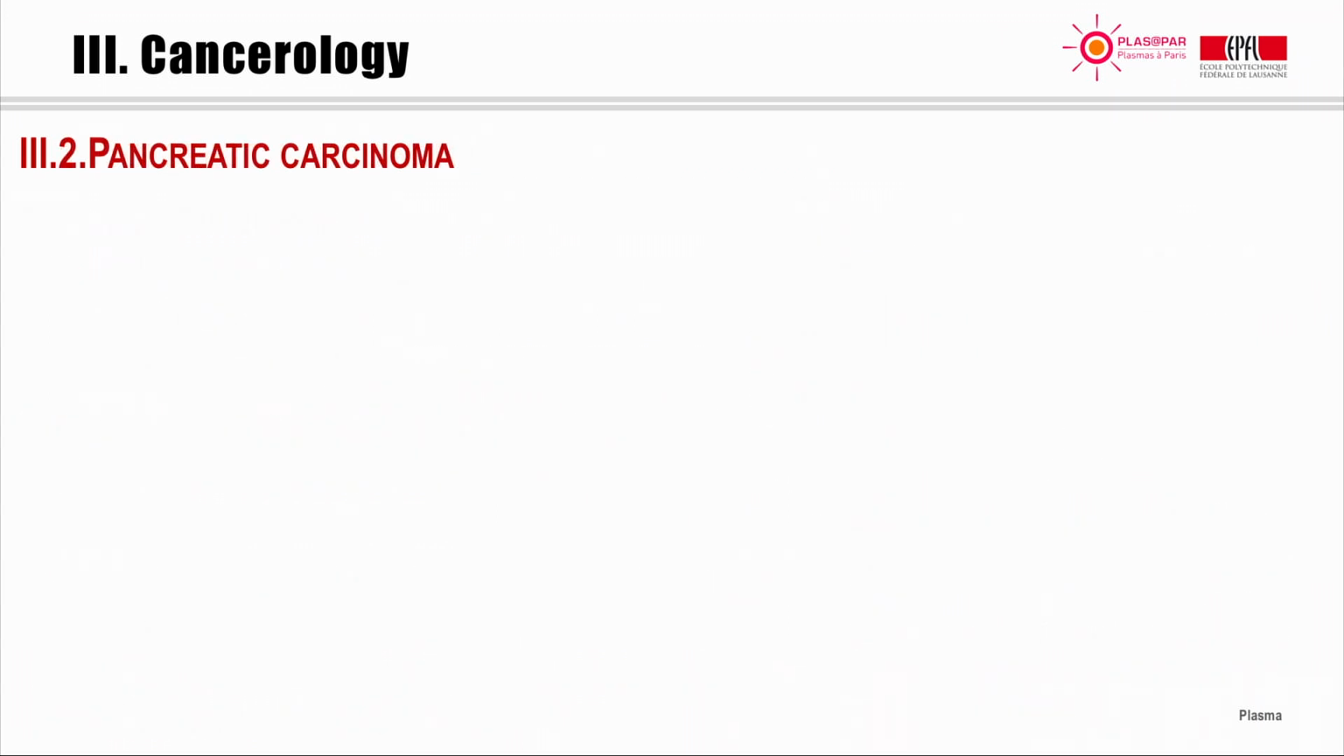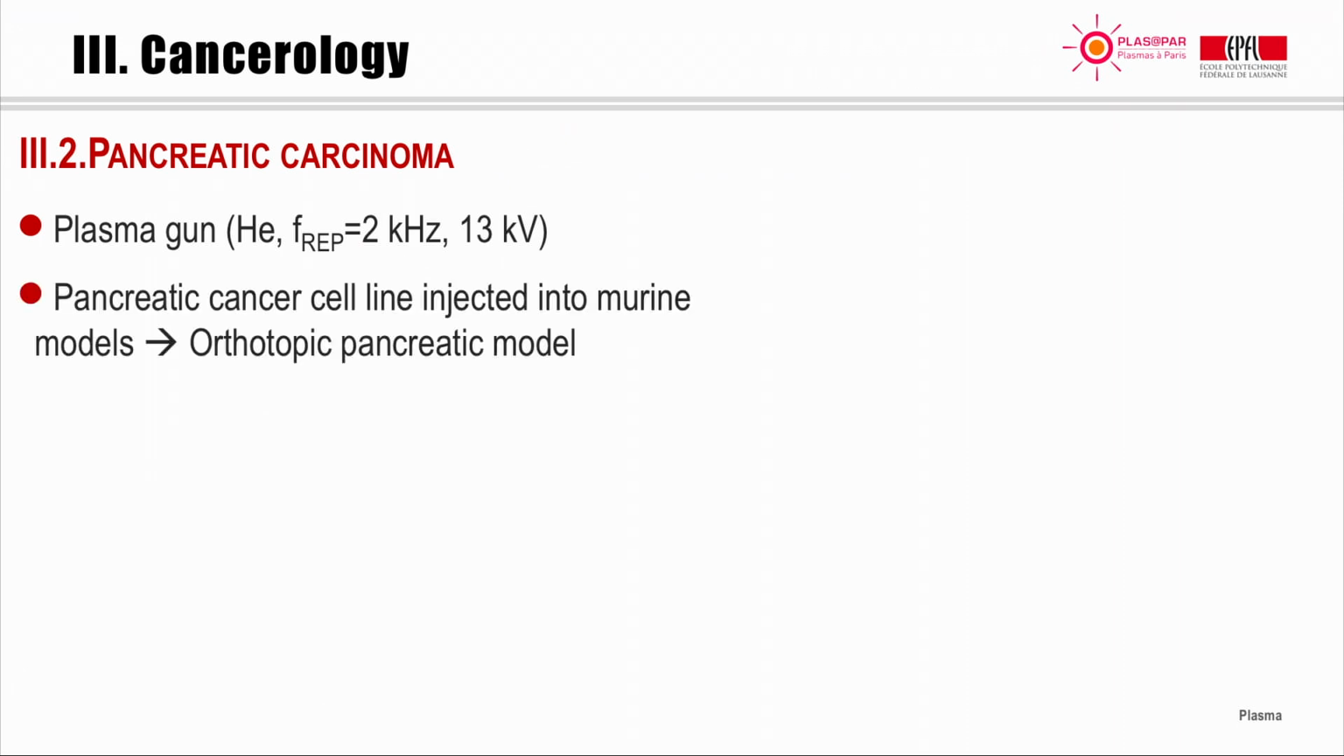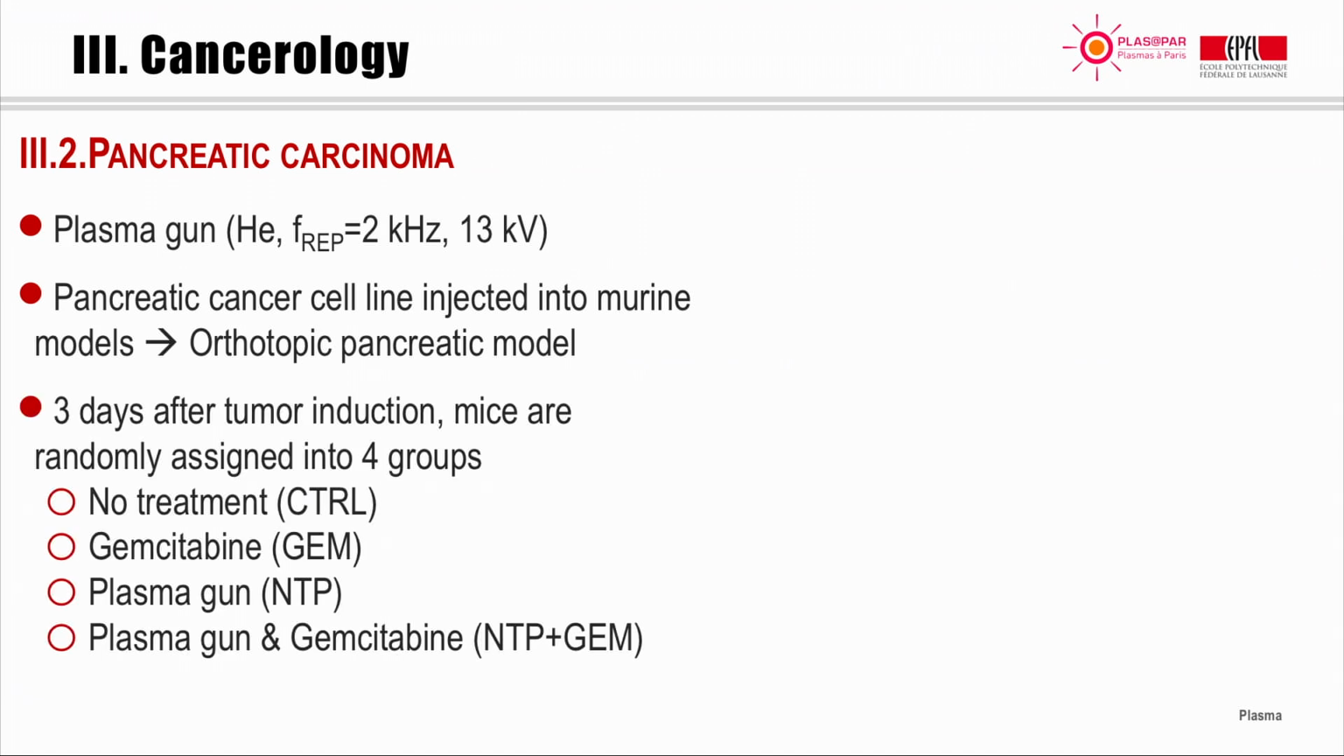Another example of carcinoma is the pancreatic carcinoma. The treatment of the pancreatic carcinoma has been investigated by Brûlé and co-workers using a plasma gun supplied in helium with a repetition frequency of 2 kHz and 13 kV of voltage. The tumor cells are injected in the murine models and 3 days after tumor induction, mice are assigned into 4 groups: the control, conventional treatment with gemcitabine, plasma gun treatment, and combination of plasma gun with gemcitabine.